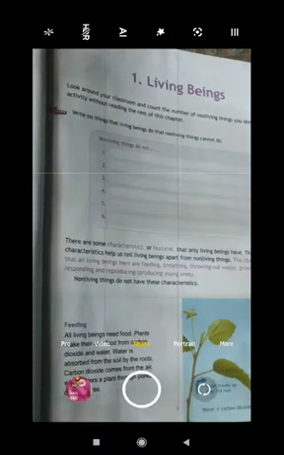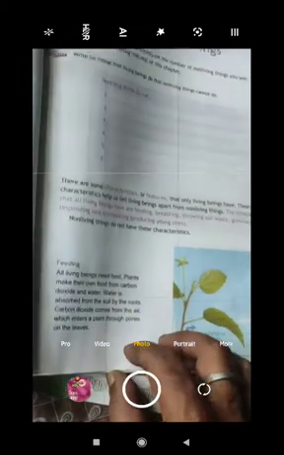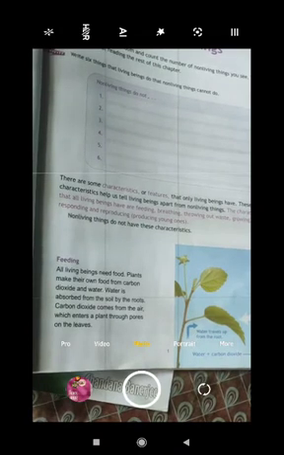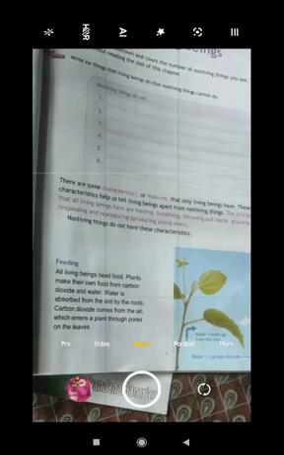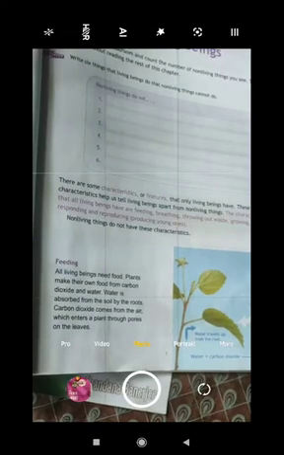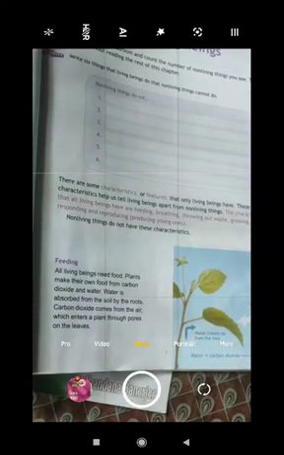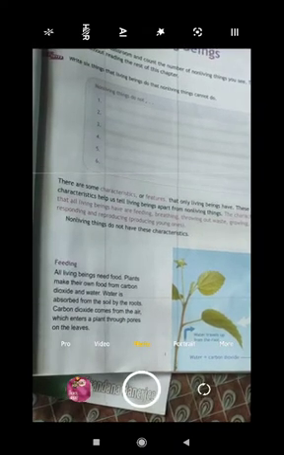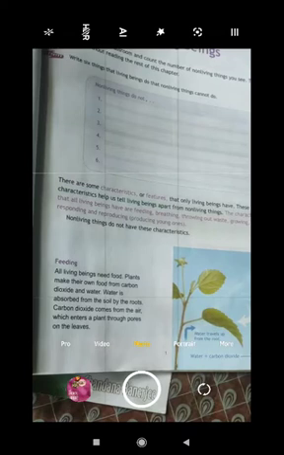So here is the feeding part. Feeding part means the food part. All living beings need food. Plants make their own food from carbon dioxide and water. It has given an example of the tree. Water is absorbed from the soil by the roots. Carbon dioxide comes from the air, which enters a plant through pores on the leaves.